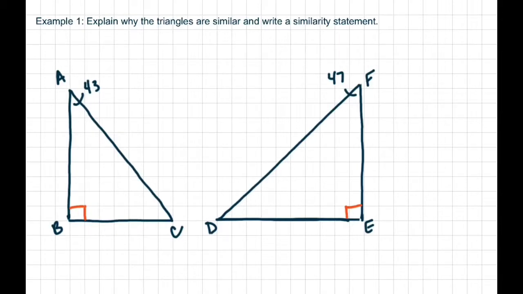I have angle A is 43, angle B is 90, and angle C is unknown. Well, I can figure it out. I can look at it and say 90 plus 43, that gives me 133. And then if I take 180 and subtract 133, angle C is going to be 47.